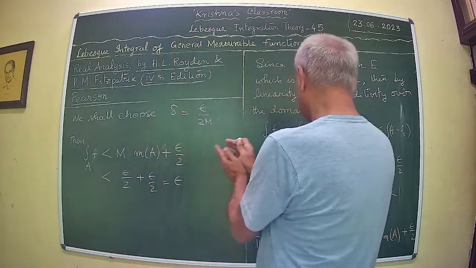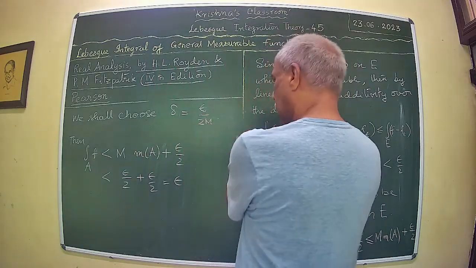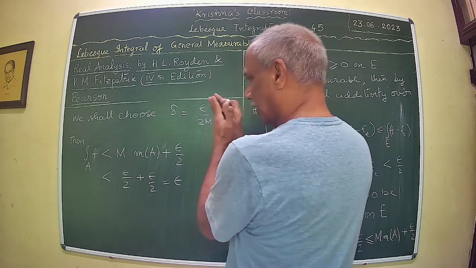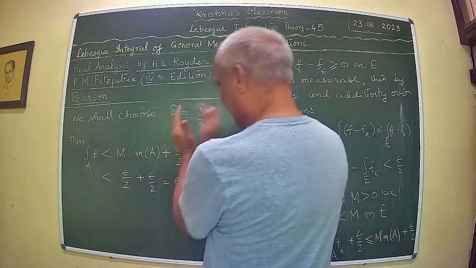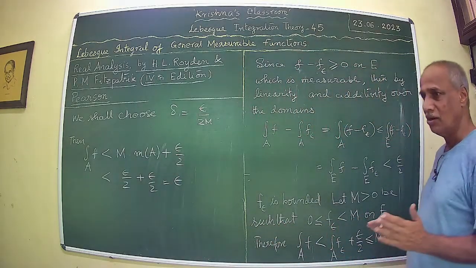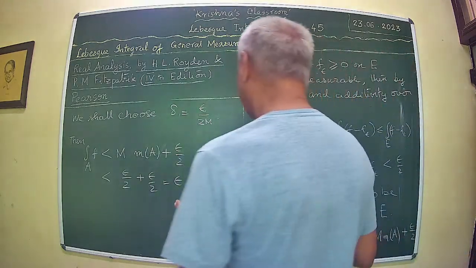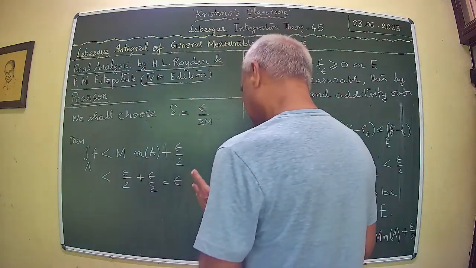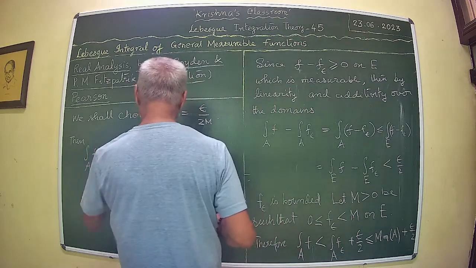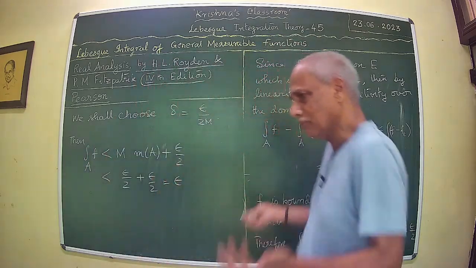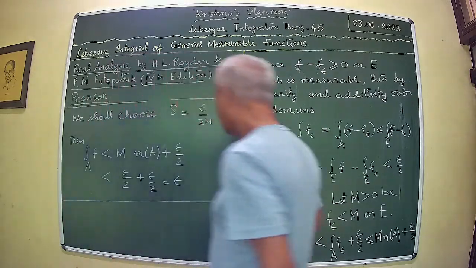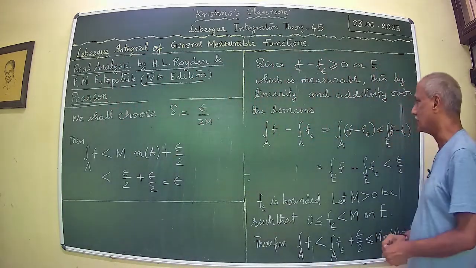So our statement was that given epsilon, there's a corresponding delta, and for a set A, a measurable subset of measure less than delta, you have the integral over A of f less than epsilon. That's what we have. So that completes the proof. Now we work on the converse.